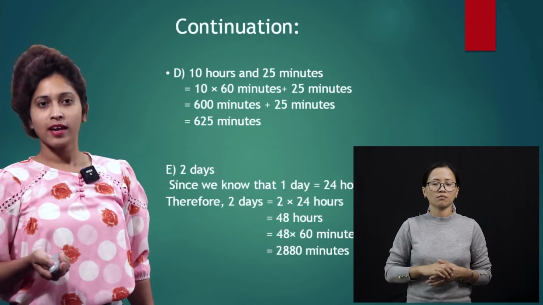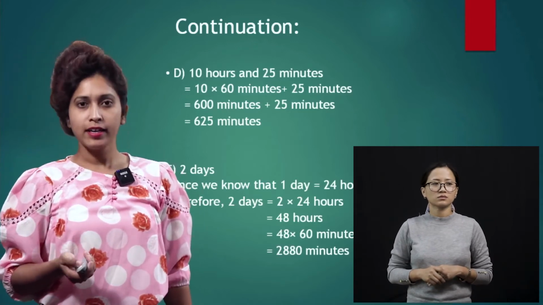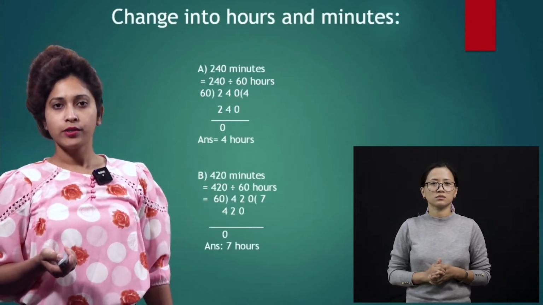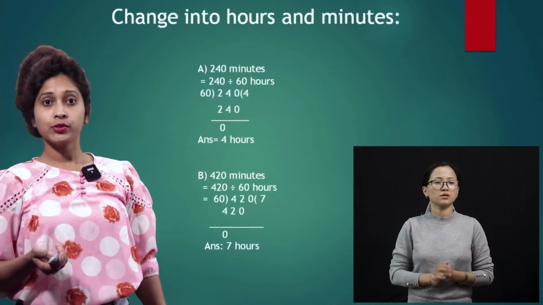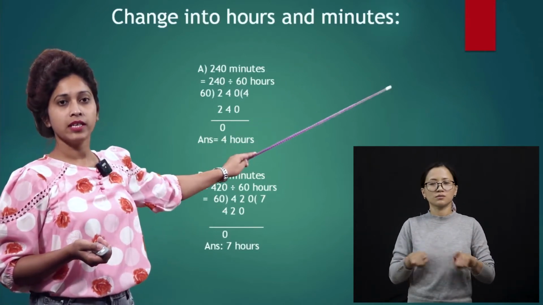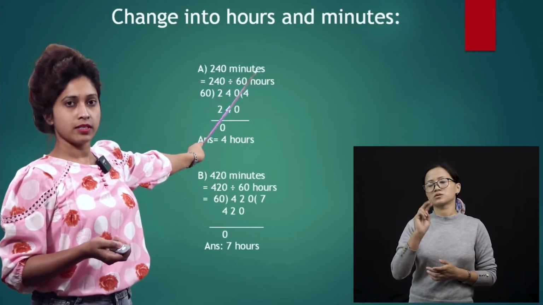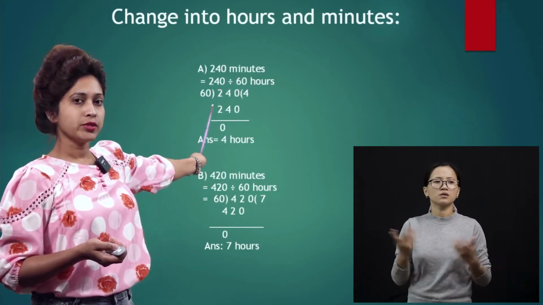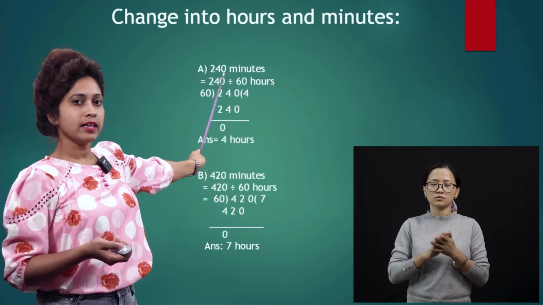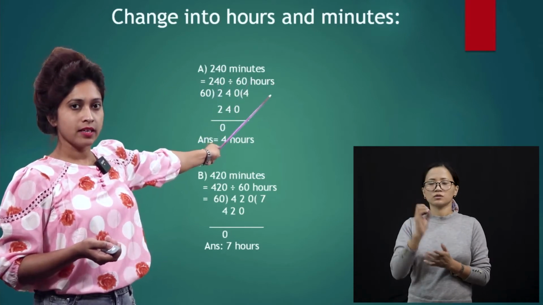2,880 minutes you'll get, right, children? Then we did another question. It was related to changing into hours and minutes, right? So the first one is 240 minutes. So how do you have to do it? You just need to divide it. 240 divided by 60, right?